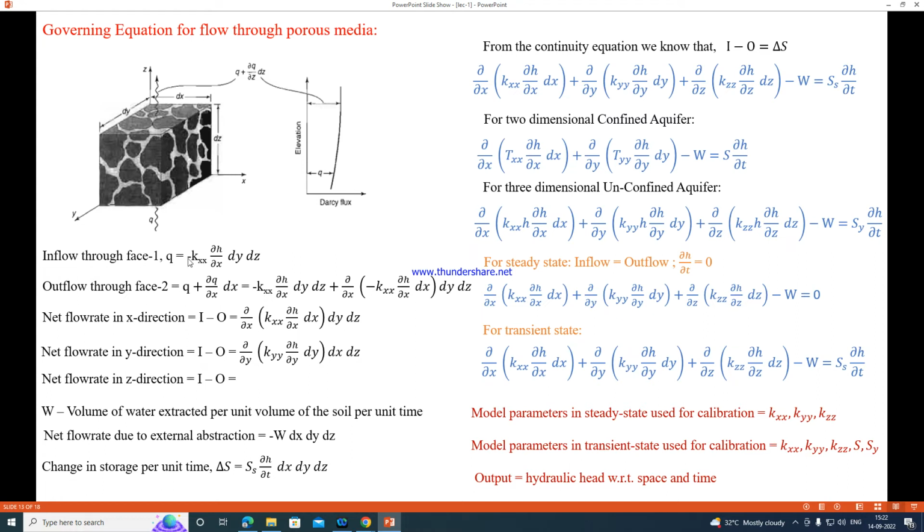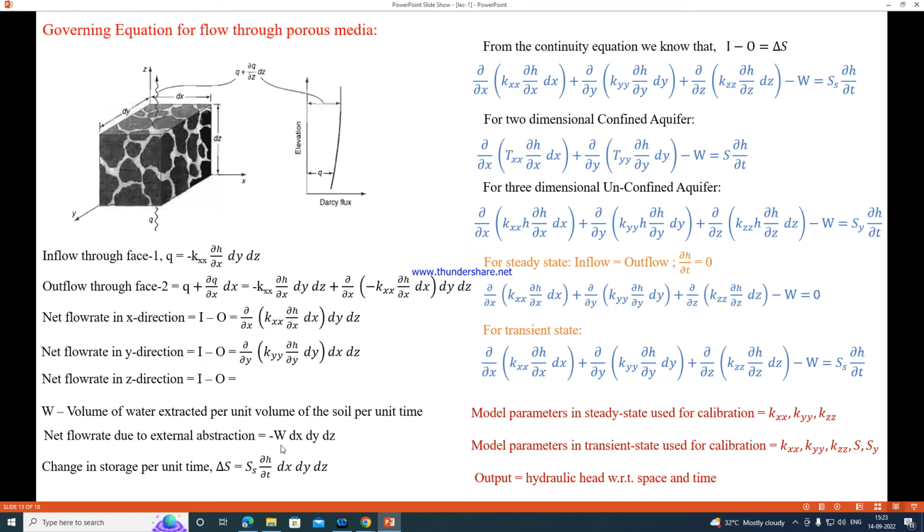This is the inflow through phase 1, and this is the inflow through phase 2. From the Darcy law you know this formula, minus ∂h/∂x into dy dz. If you subtract, by mass conservation, inflow minus outflow is equal to the change in storage in the x, y, and z directions. W is the volume of water extracted per unit volume of soil per unit time, and the net flow rate due to the external abstraction is this.